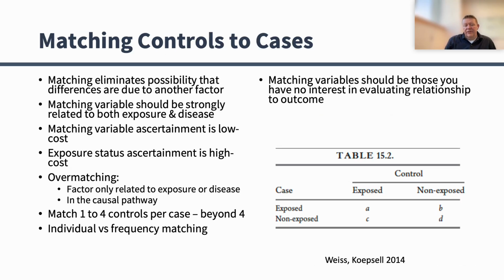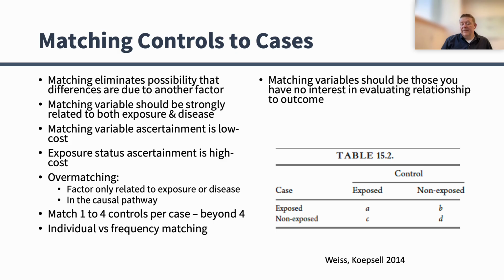For matching, this refers to making sure that our controls are similar to the cases on specific defined factors. It's to help us eliminate the possibility that differences are due to that factor that we're matching on, like the confounder. So that matching factor should be strongly related to both exposure and the disease if we want to match on it. Otherwise, it's not really useful to match on it.